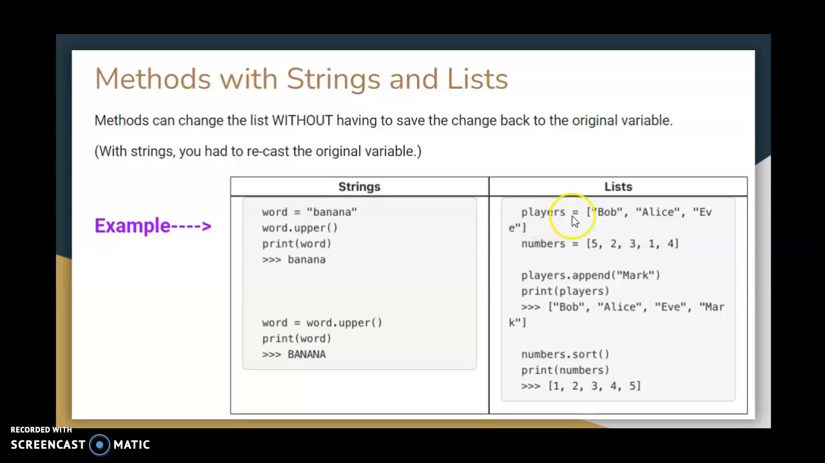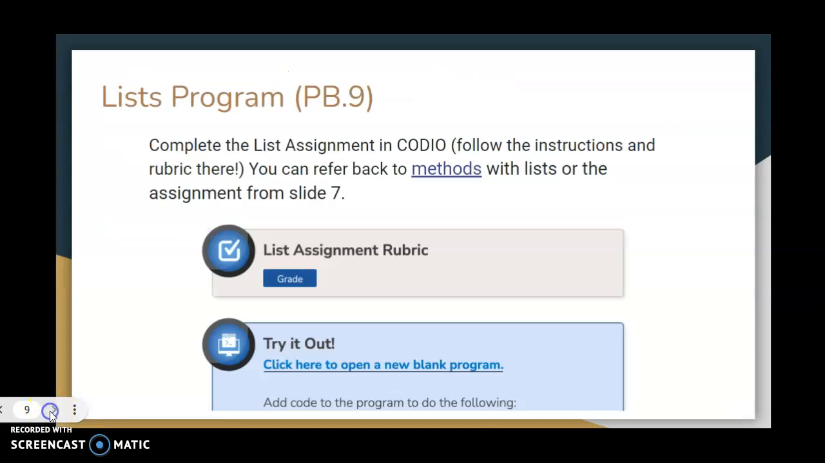So let's just say that we have players Bob, Alice, and Eve, and numbers 5, 2, 3, 1, 4. Those are our two lists. Notice how it says players dot append Mark. This means go to the players list and add the name Mark. It's always going to add it to the end. And when it says print players, from now on, Mark is always going to be in that list. So once you do something to a list, it stays changed. Numbers dot sort means go to your numbers list, sort it, and then print it. Notice how this prints in ascending order. From now on, it is always going to stay in ascending order. That's not going to change. All right, so once you do something with a list, it stays there.